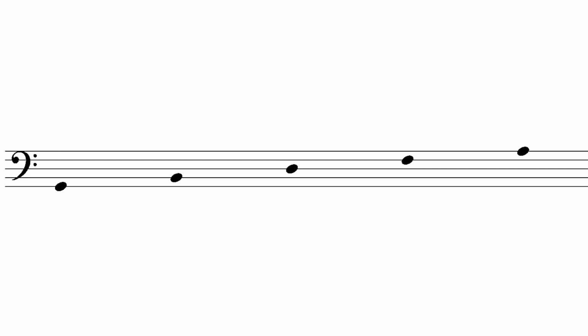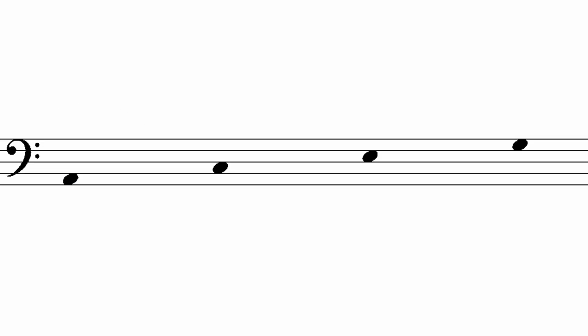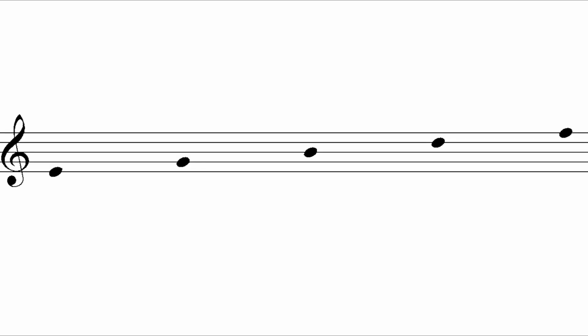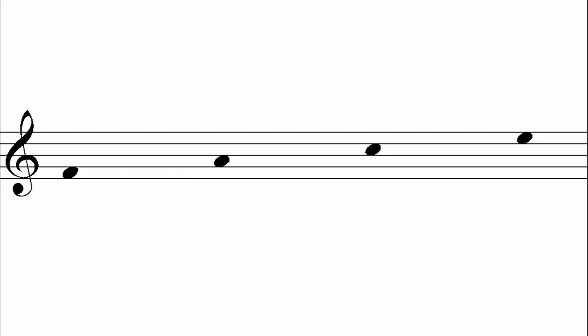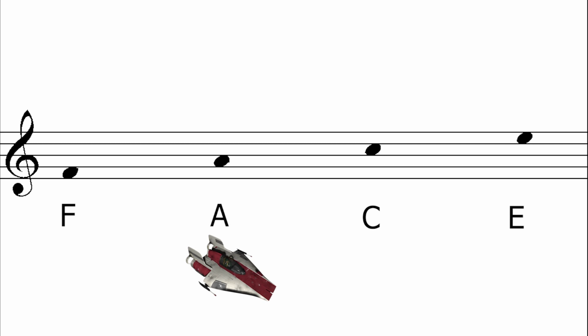As a quick reminder though, bass clef is where we place our lower pitches. The lines represent the notes G, B, D, F, and A. The spaces are therefore A, C, E, and G. The treble clef then is where we place our higher pitches. The lines represent E, G, B, D, and F. The spaces therefore are F, A, C, and E, spelling the word face.